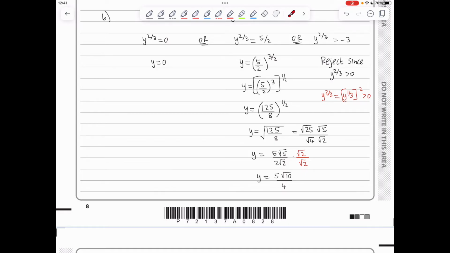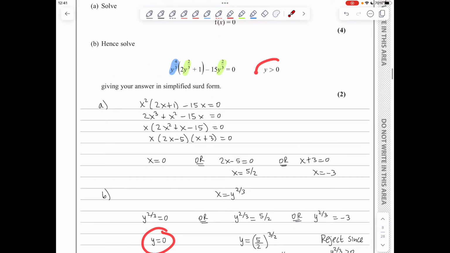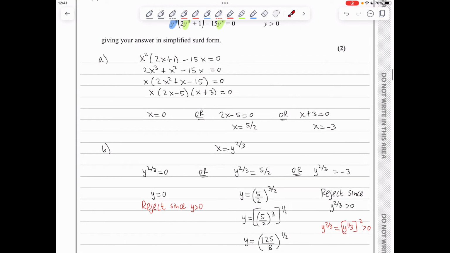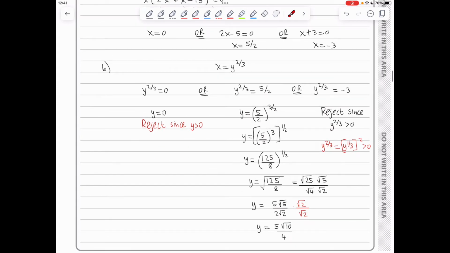And we also have the other solution that y is 0, which should be rejected because we are told that y is greater than 0. So this is also rejected. I need to say reject, since y is greater than 0. And this agrees with the wording used in the question itself. It was asking for the answer, using the singular, so it was just one answer. So the only answer is that y is 5 root 10 over 4.